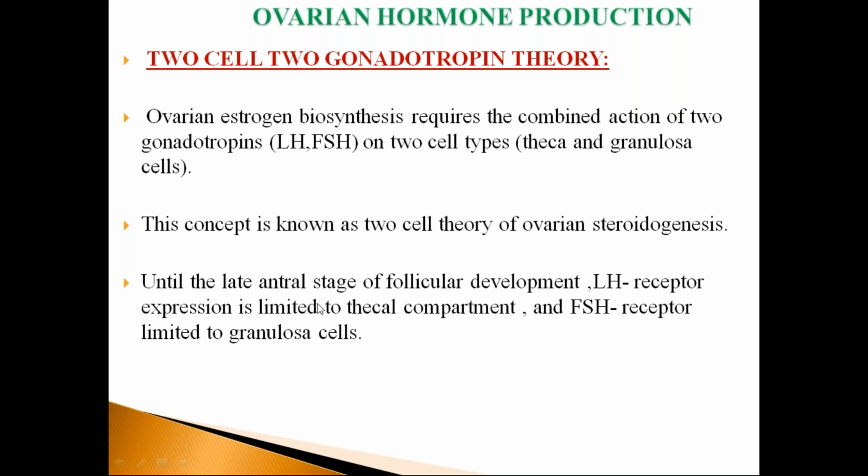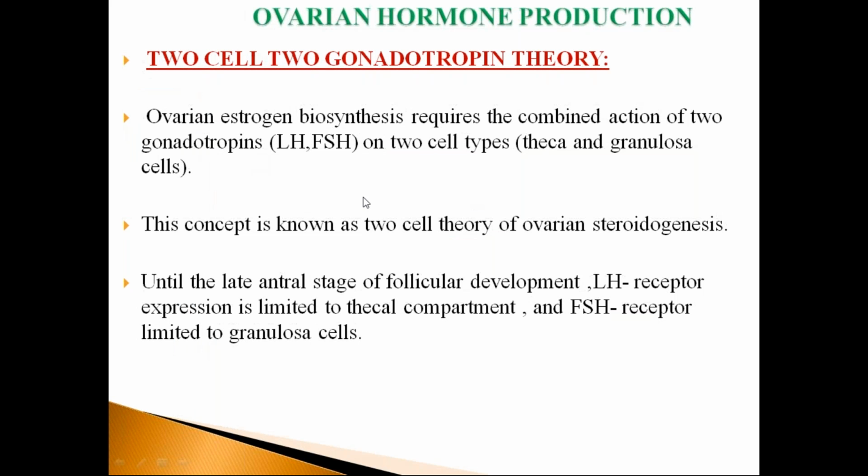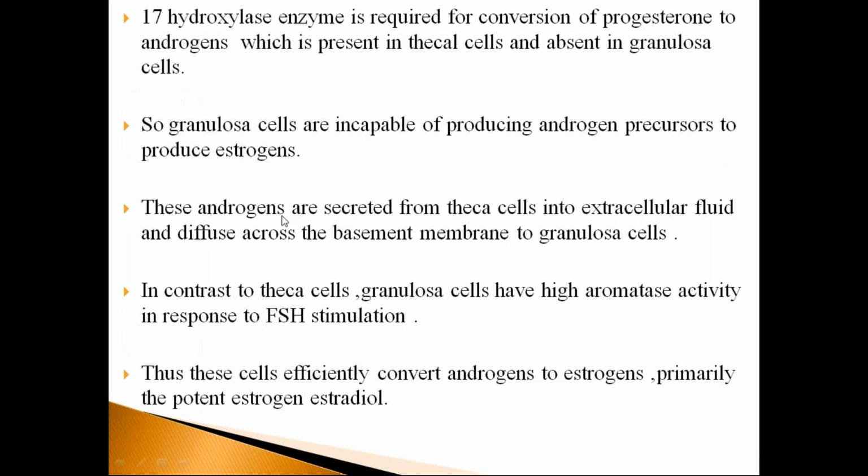Until the late antral stage of follicular development, LH receptor expression is limited to the thecal component. I've already shown you in this figure, LH receptor is restricted to the theca, and FSH receptor is limited to granulosa cells. The 17-hydroxylase enzyme, which is required for the conversion of cholesterol to androgens, is present only in theca cells and is absent in granulosa cells.